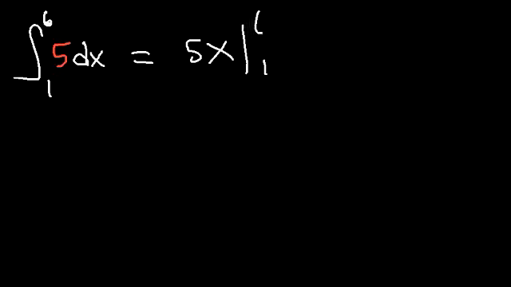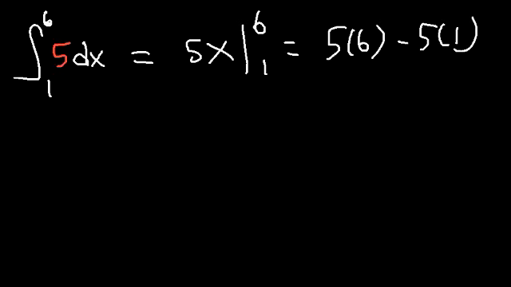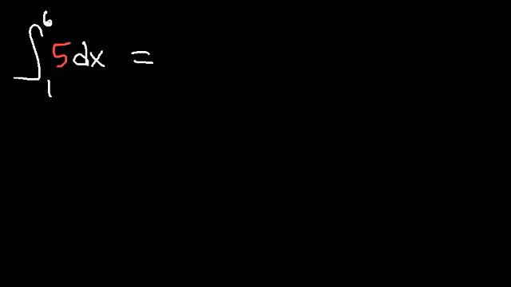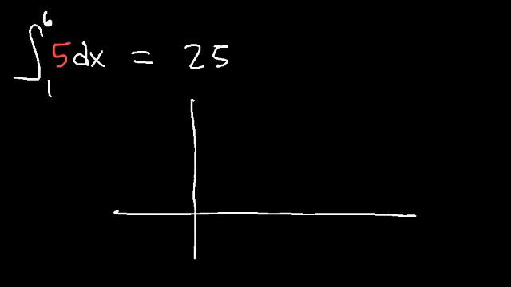Now what is the integration of 5 dx evaluated from 1 to 6? We know it's going to be 5x, and if we plug in 6, it's 5 times 6 minus 5 times 1. That's 30 minus 5, so the answer is 25. But how can we confirm the answer using geometry? How can we get 25? So first, we need to graph the expression y is equal to 5, starting from 1 and stopping at 6.